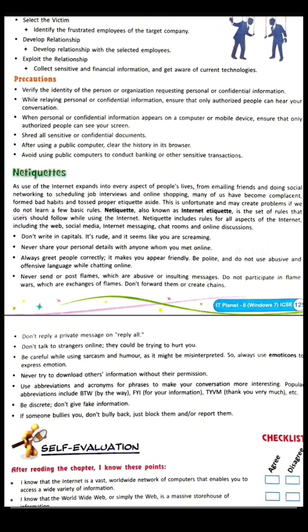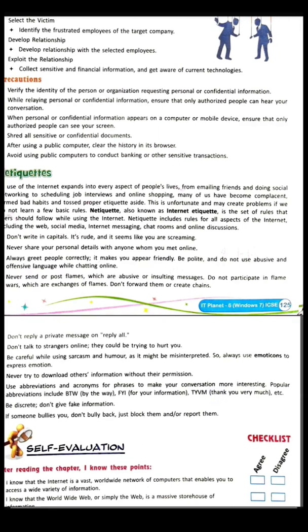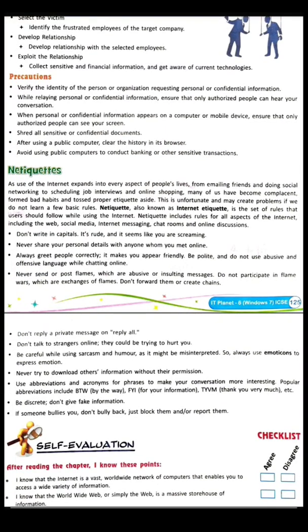Third, never send or post flames, which are abusive or insulting messages. So do not participate in a flame war, which is an exchange of flames, and do not forward them or create chains. Sometimes you might get this type of message on WhatsApp, and these messages are called flames. They are abusive or insulting messages about some person, some religion, some company, or anything else.